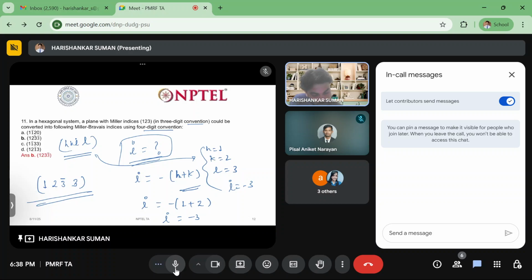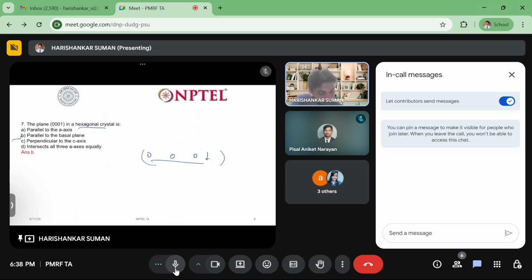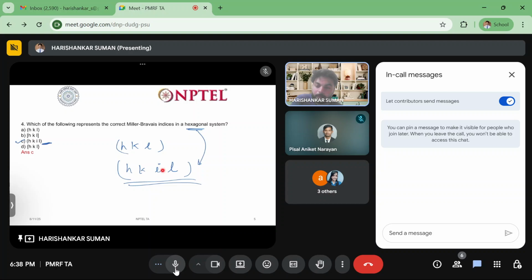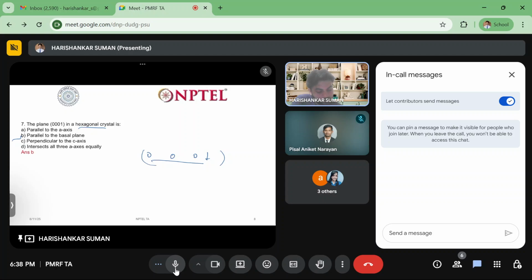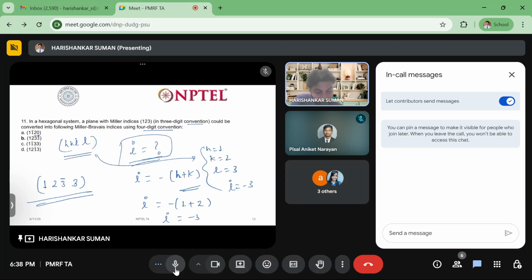The minus should be there, not here. As we discussed, let me show you. I equals minus (H plus K), and then H, K, I, L. Okay. So B is the correct answer.